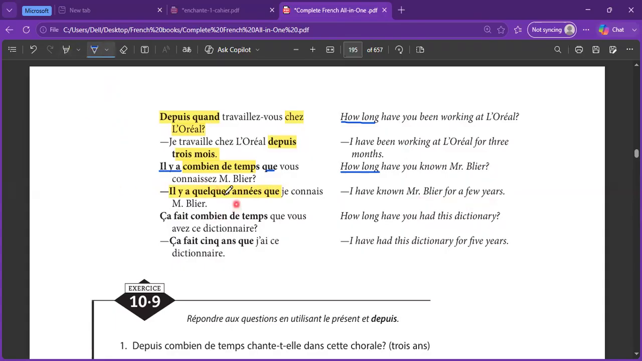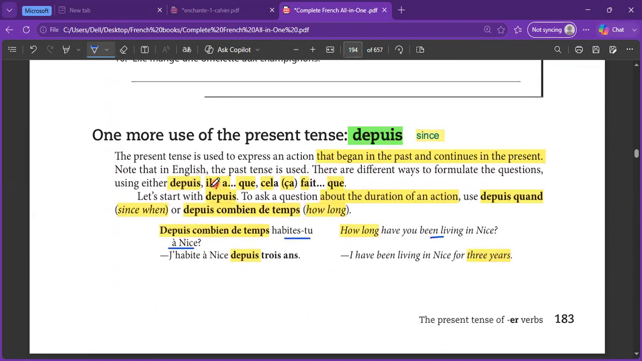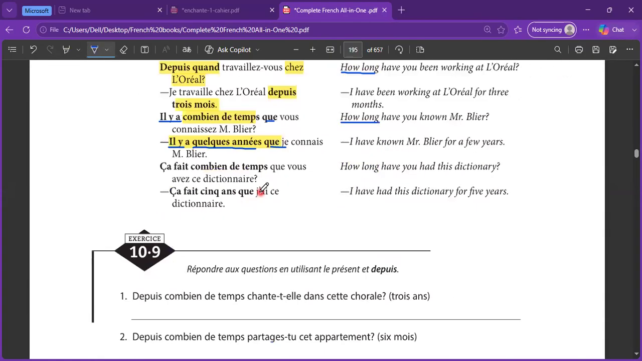Now this is the time duration that you have fitted. आपका il y a plus que वैसे का वैसा ही रहेगा. This we have seen in the question as well. ये 3 expression थे हमारे पास. Then you fit the duration. Il y a quelques années. I have known Mr. Blier for few years. That becomes few years, quelques années. And to use ça fait, que is standard.